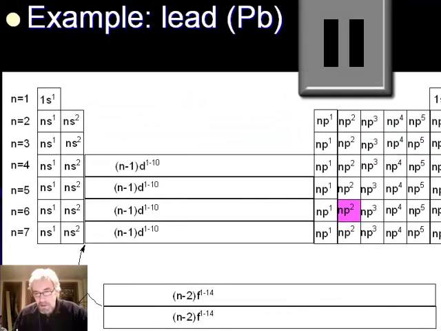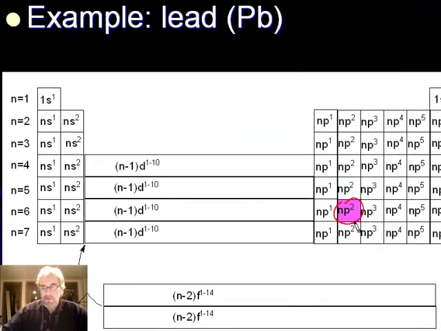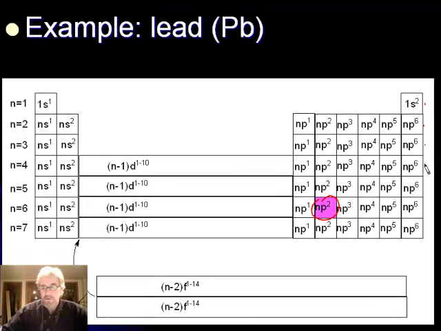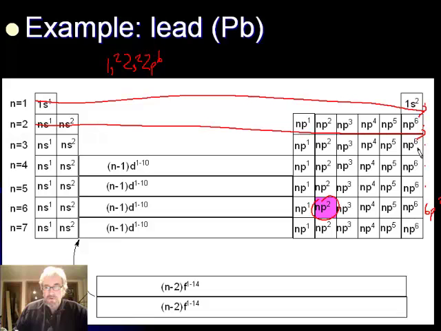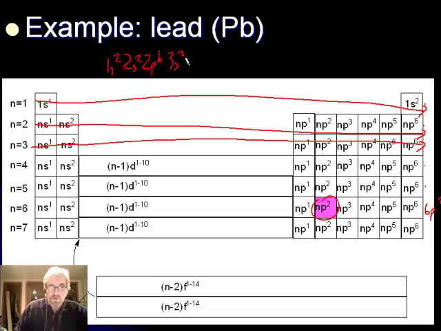Try lead. I'm going to end in lead. I'm in the 1, 2, 3, 4, 5, 6th row down. So this is going to end in 6p2. Starts at the beginning. First row, 1s2. Second row is an S and a P, so I write down 2s2 and 2p6. So that gets me through these 2 and these 6. Third row, again, it's an S and a P. So 3s2, 3p6.